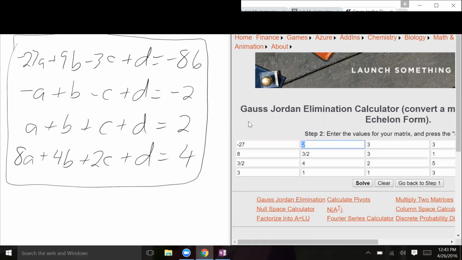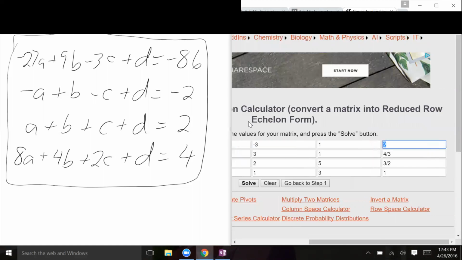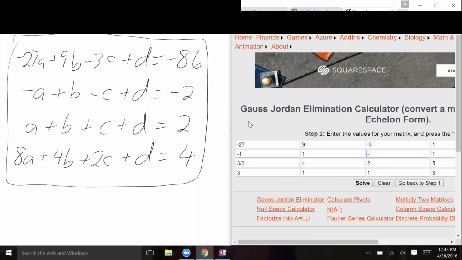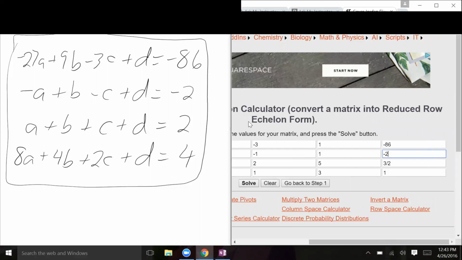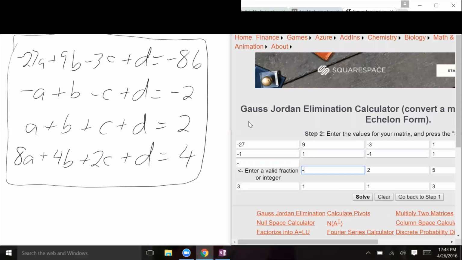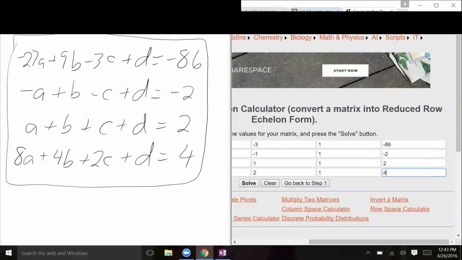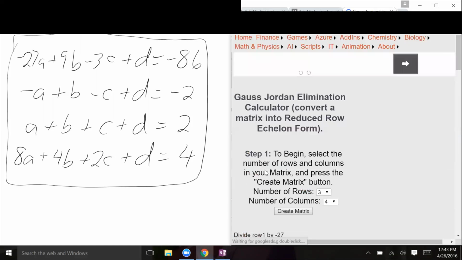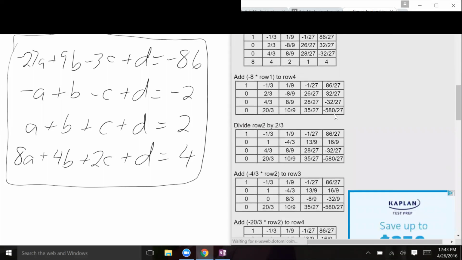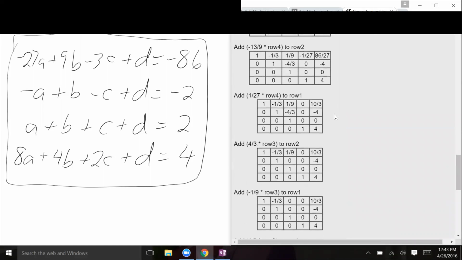So -27, 9, -3, 1, -a6, -1, 1, -1, 1, -2, 1, 1, 1, 1, 1, 2, 8, 4, 2, 1, 4. Solve. And it actually shows you the process to get the answer, but all we care about is at the very end.